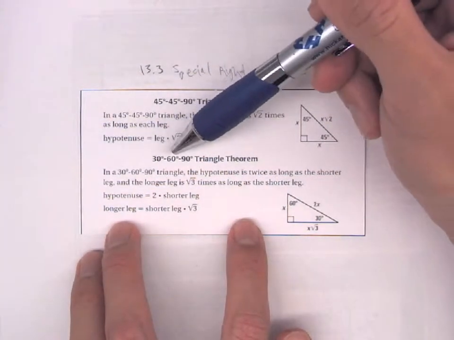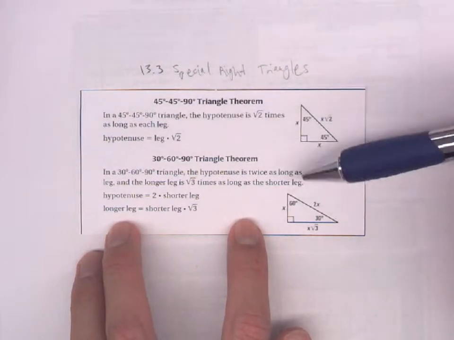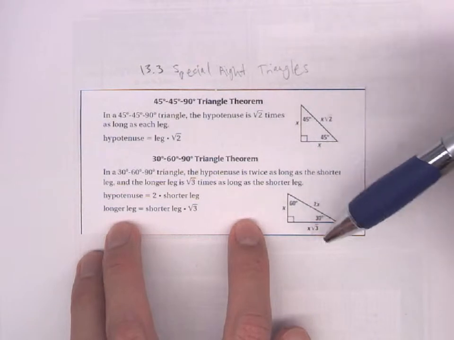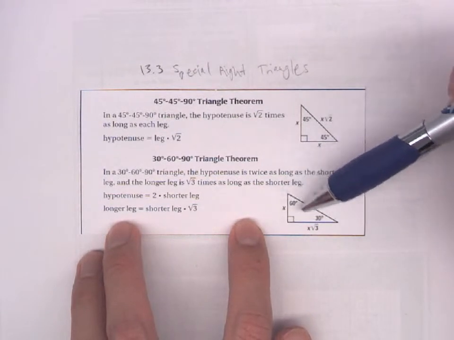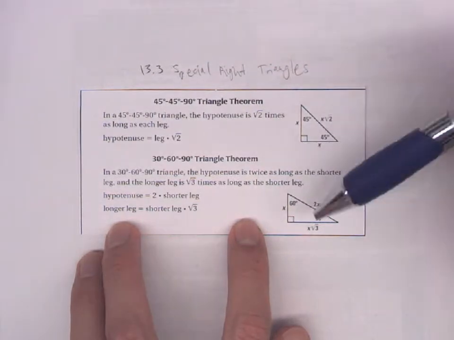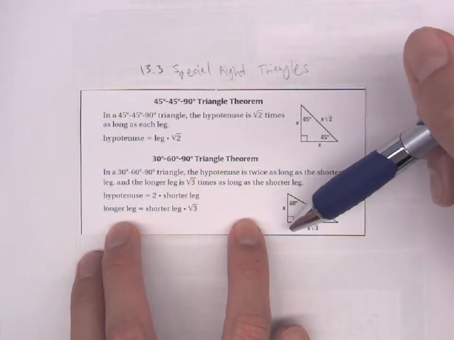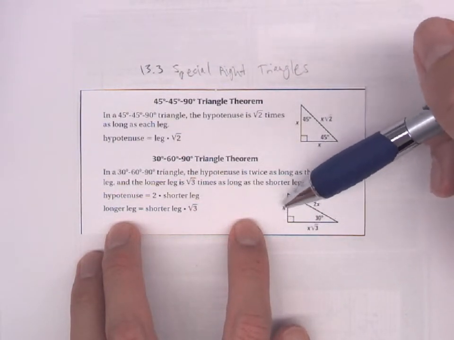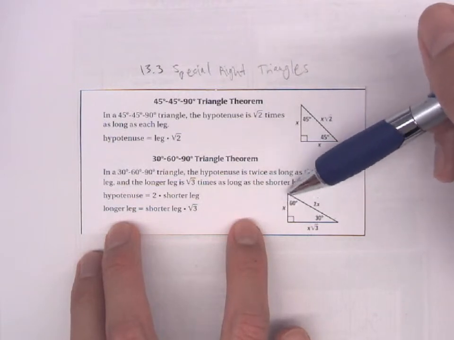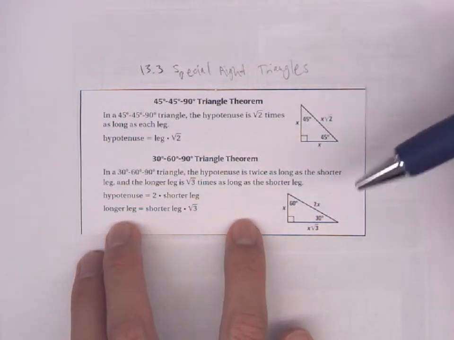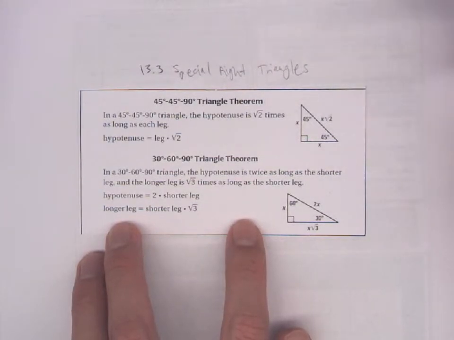If you have a 30, 60, 90 triangle, it's the case where the hypotenuse is going to be twice as long as a leg. So that means, for example, if this is going to be 16, then this is 8. If you want to solve for the longer leg, it's going to be the square root of 3 times as long as this short leg. So for example, if this short leg is 8, the long leg is going to be 8 square root of 3. So it's about 1.7 times 8.